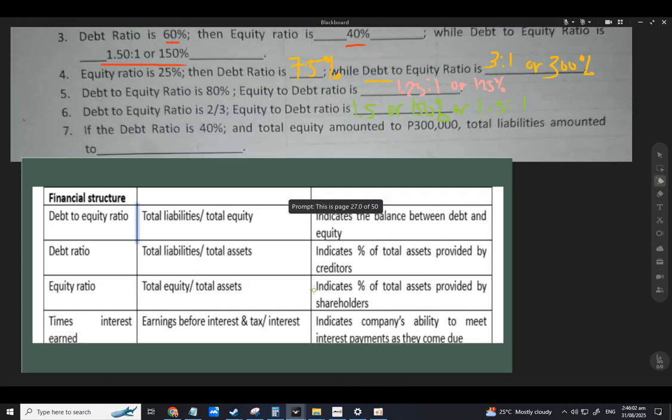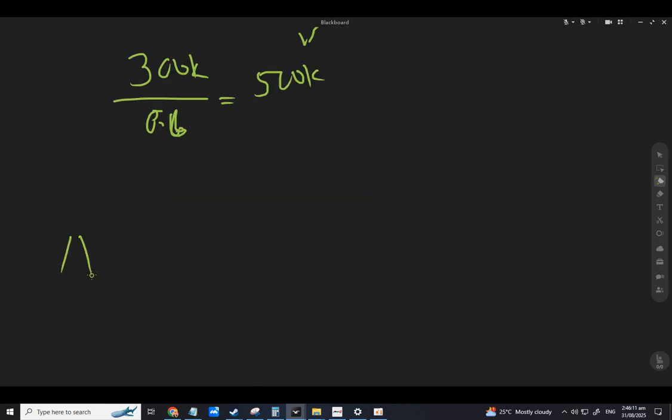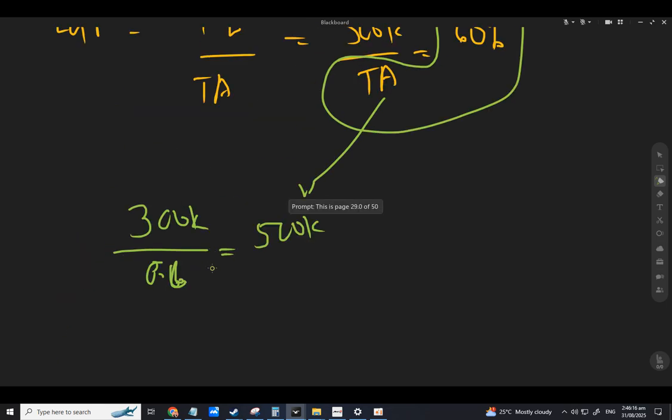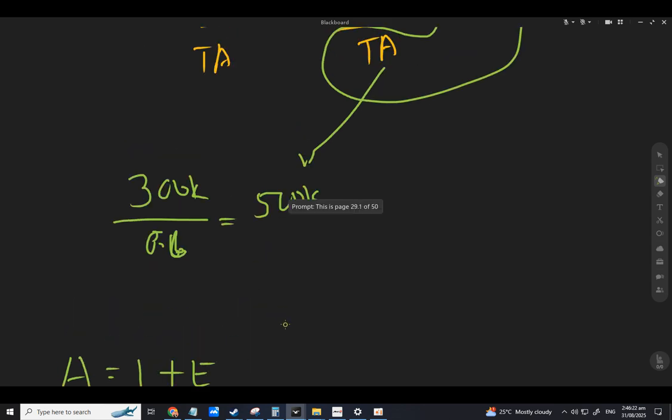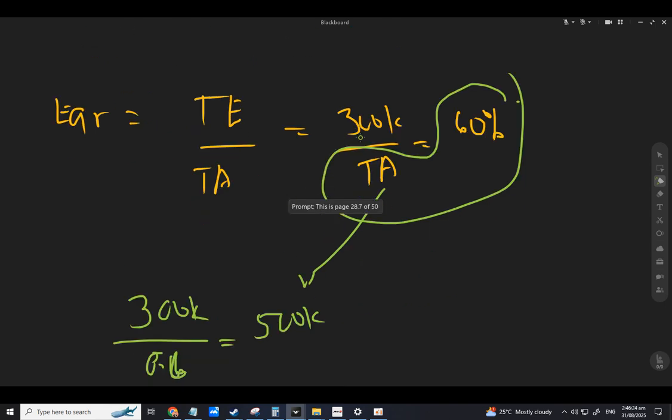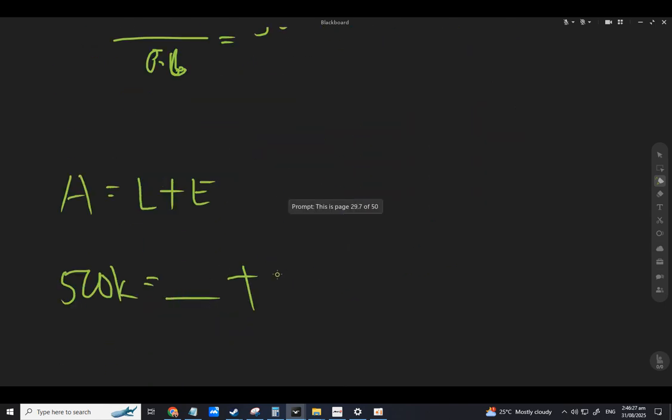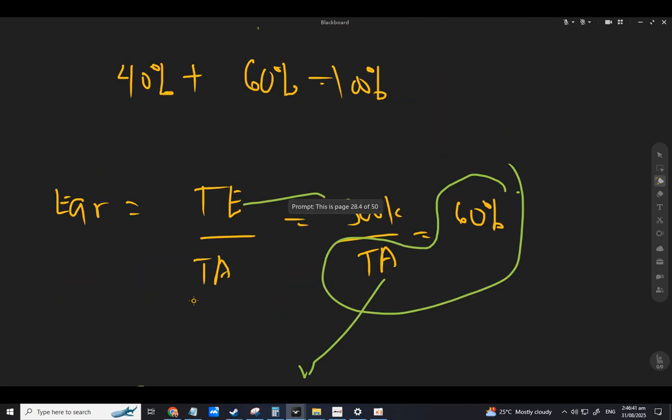Di ba? Kaso, yun ba yung tanong? No. Ang tanong kasi is total liabilities. Di ba? Alam natin ang asset is equal to liability plus equity. Alam natin ang total asset ay 500k at ang equity natin ay 300k, di ba? Ano yung idadagdag mo dito para nag-add ka ng 300k, lalabas 500k? Siyempre, 200k yan. So this is the asset, liability, and equity. Ito na yung sagot, 200k.